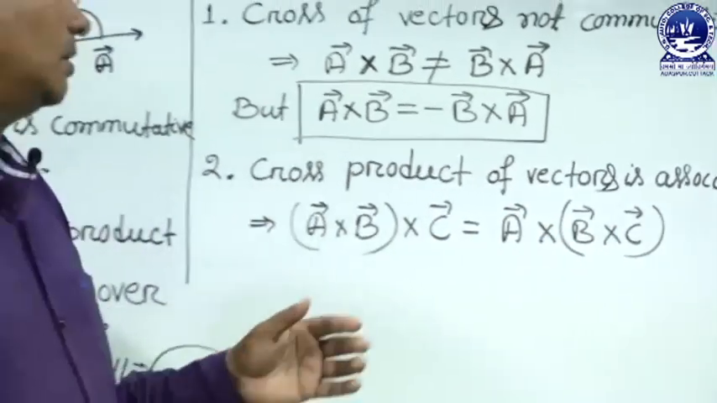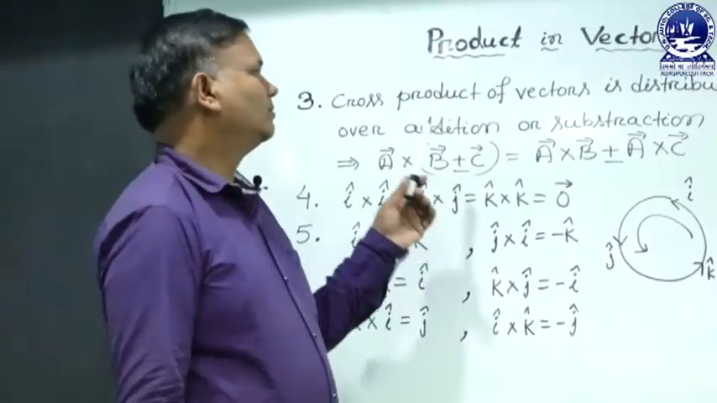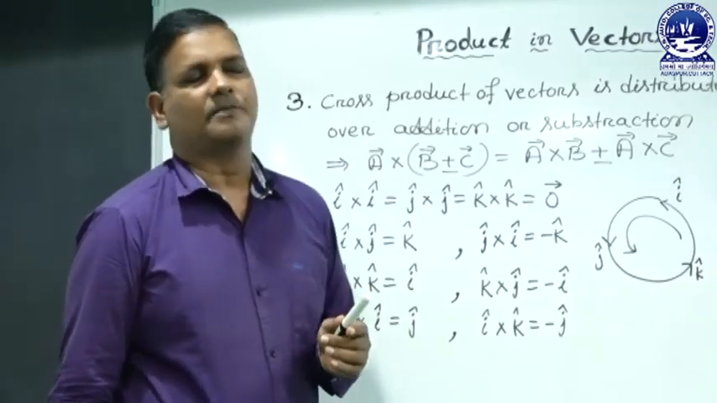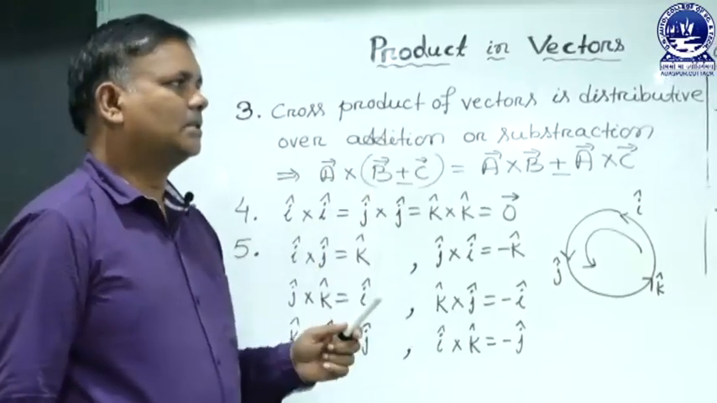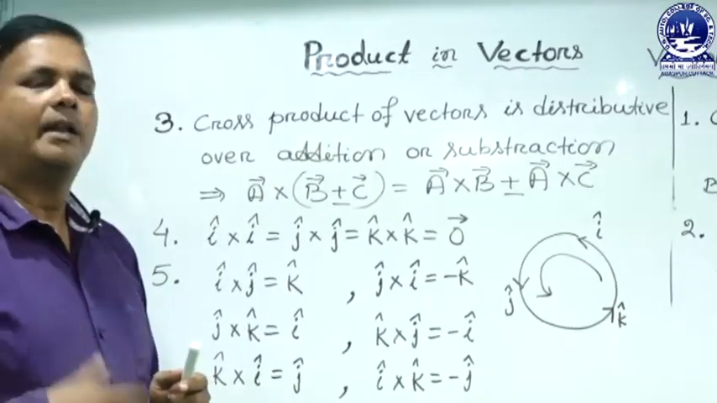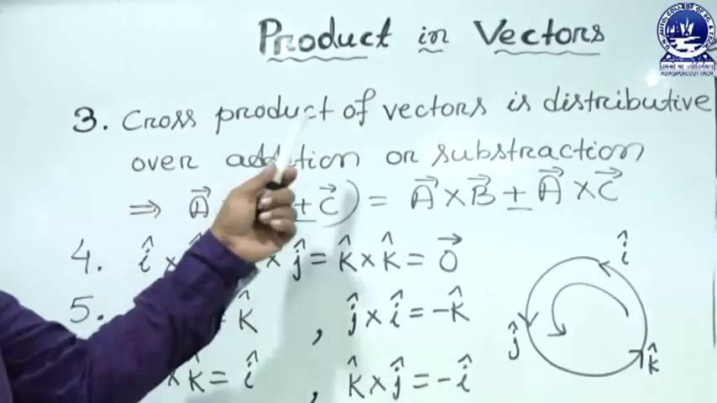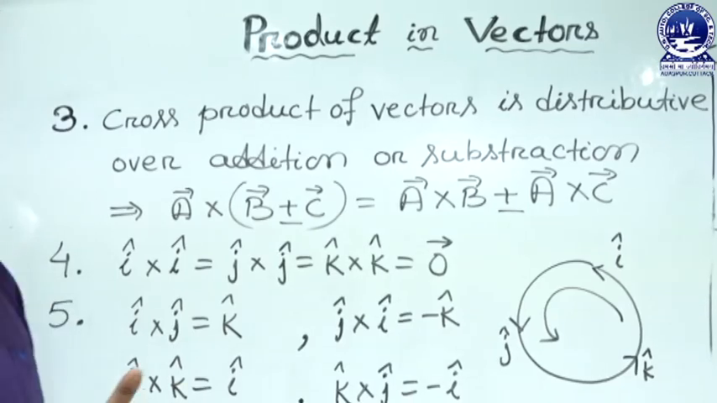So the cross product of vectors is not associative. Now we discuss the distributive property of a cross product. The cross product of vectors is distributive, like the dot product. The cross product of two vectors is distributive over addition, and also subtraction.